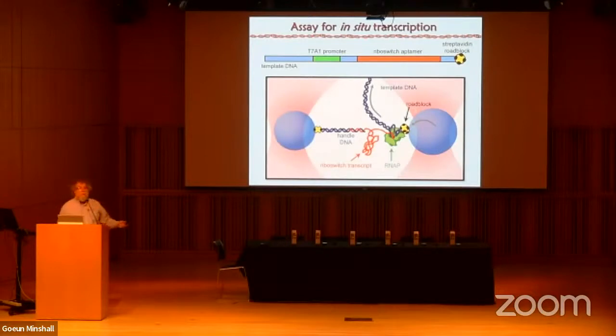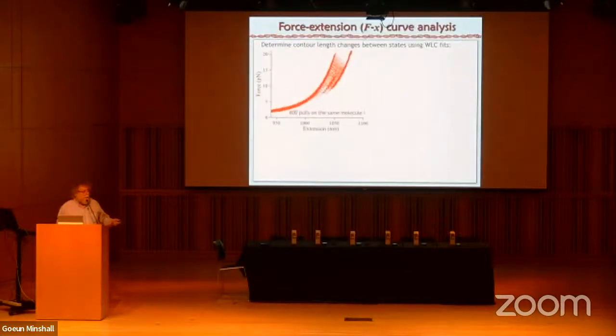And what it'll do is it'll make whatever kind of RNA we want. We can make a transfer RNA, we can make a ribosomal RNA. In this case, we make a riboswitch. But now we're hooked onto one end, we're hooked onto the other end, so we can unfold it. And we can unfold that same molecule as many as 800 different times.